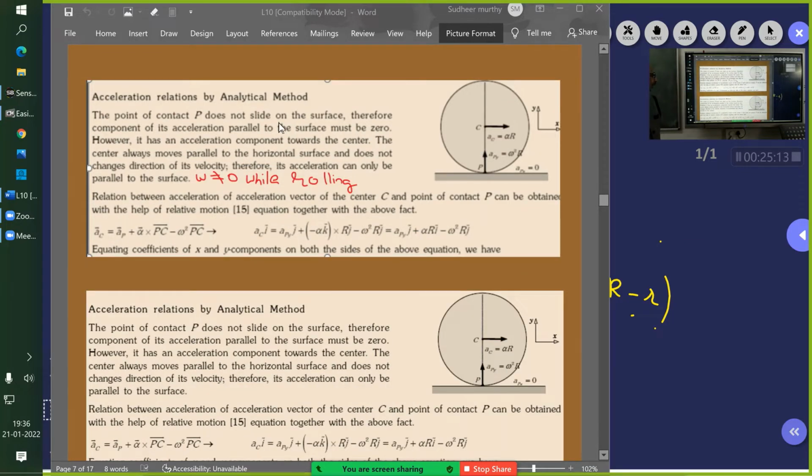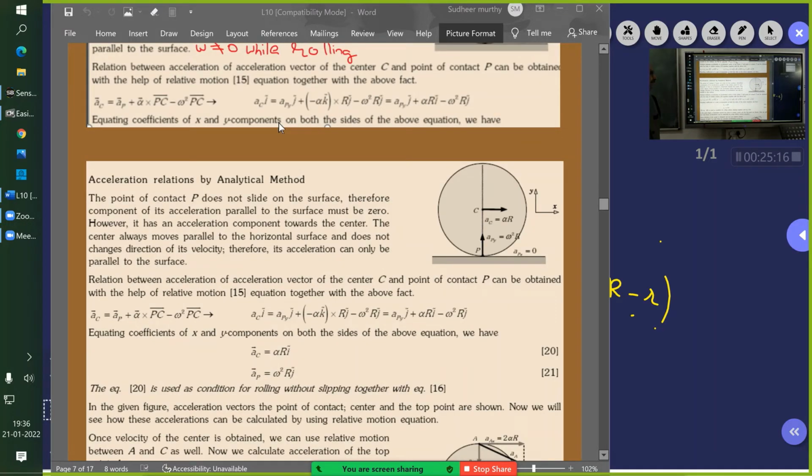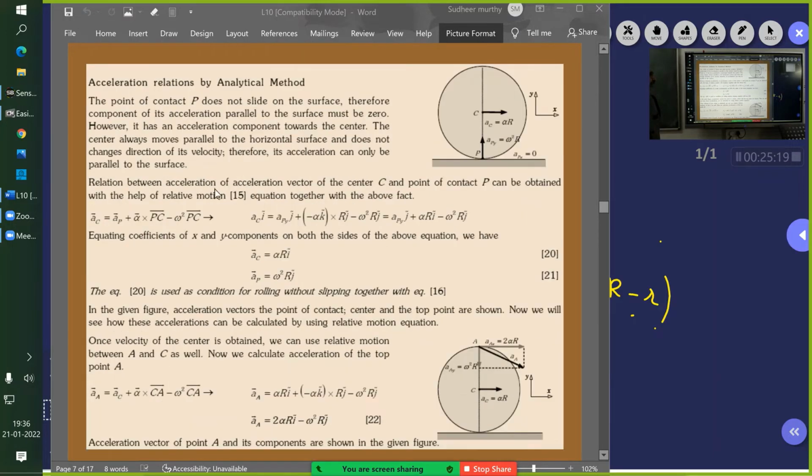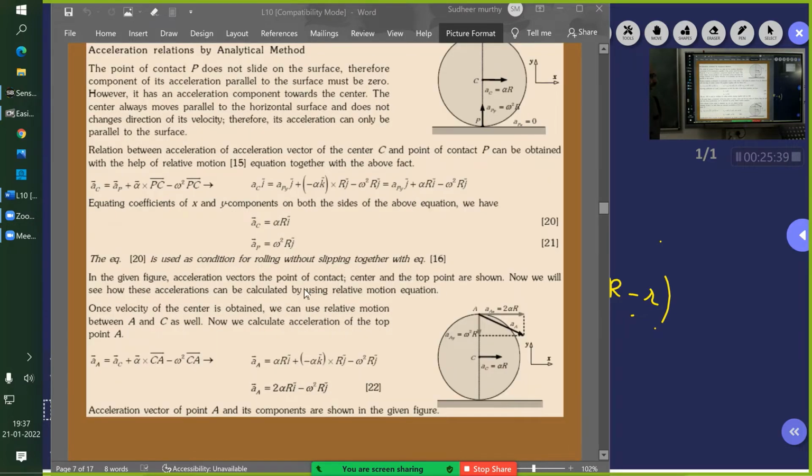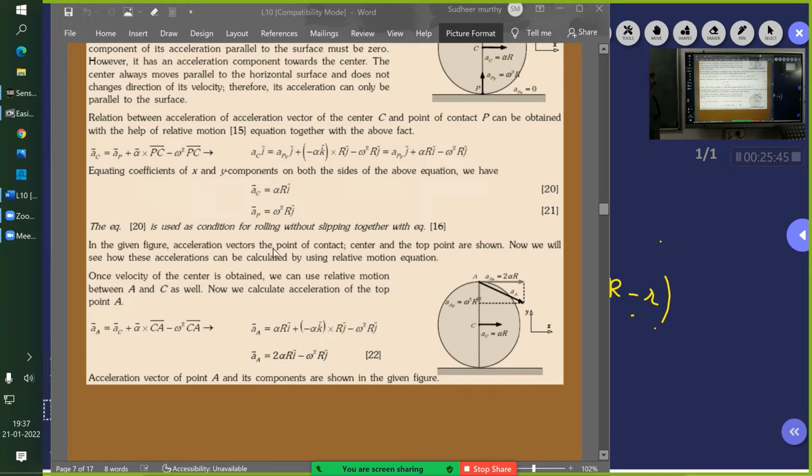So this is by acceleration relations by analytical method. I think I did it twice here. Anyways, the same thing here. So AC bar is equal to alpha R I and AP is equal to acceleration of this, omega square R J. That is, it's towards the center. See, J cap vector is taken from P to C. And therefore, equation 20 is used for the condition of rolling. Okay, now in the figure given are acceleration vectors at the point of contact, center and top point. Now we will see how these can be found using the relative motion equation. Anyway, it should not be difficult.